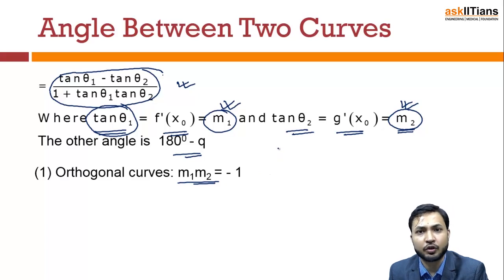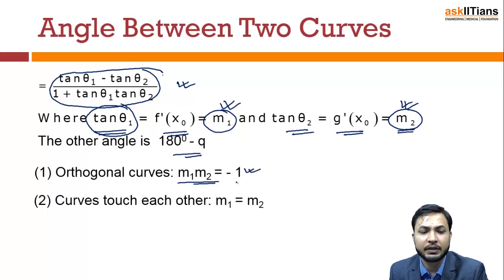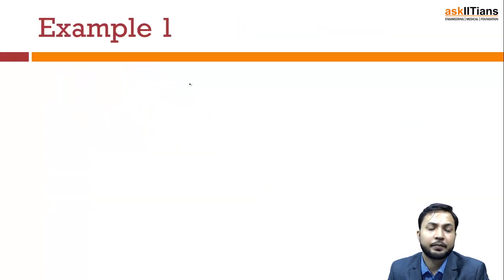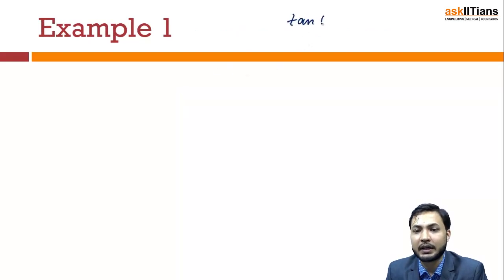The orthogonal curves, this is what they become: m1 into m2 is equal to minus 1. That is when they are perpendicular, right? When the two curves meet at a perpendicular, then their m1 m2 will be like this. Conversely, this gives me a formula where tan theta becomes (m1 minus m2) by (1 plus m1 m2).